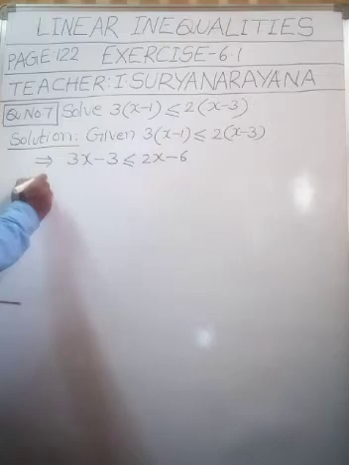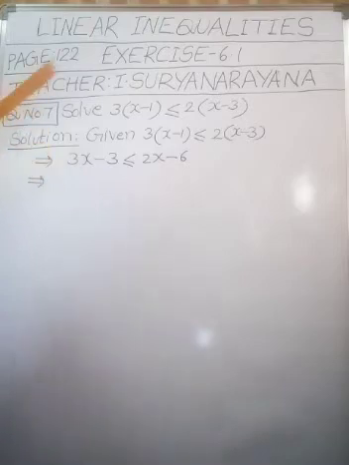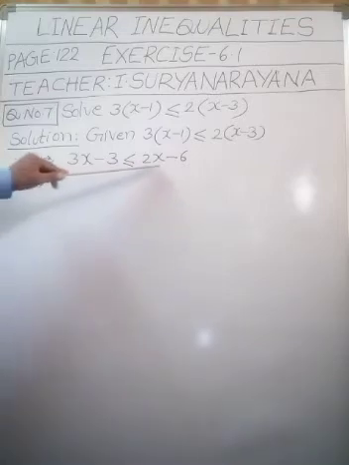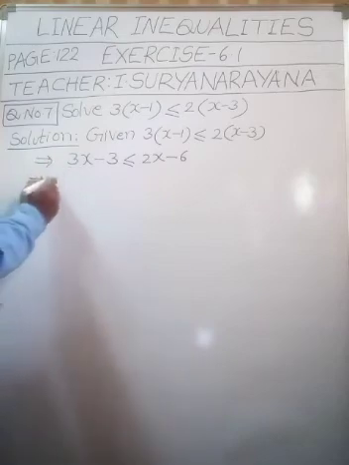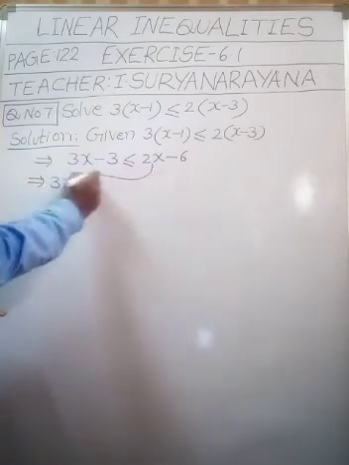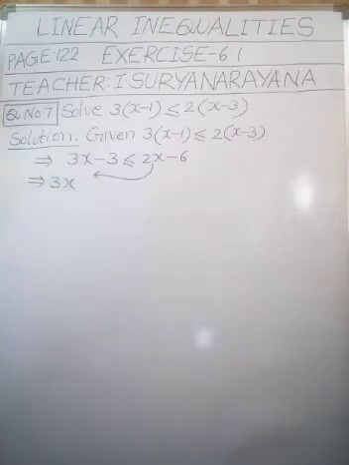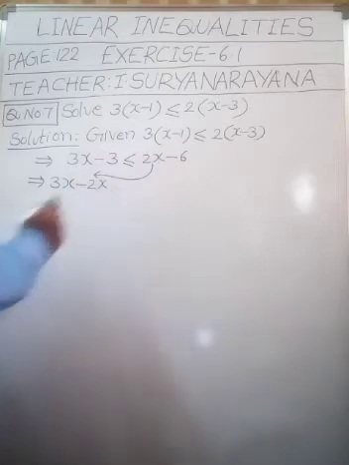Now, let us write all x terms, all variable terms, on the LHS and all the constant terms on the RHS. So here the x term is there. This is a constant term. This is an x term. This is a constant term. So we write this x term as it is. Here we have to bring 2x to the LHS. Then it becomes minus 2x. Understood this part, my children?